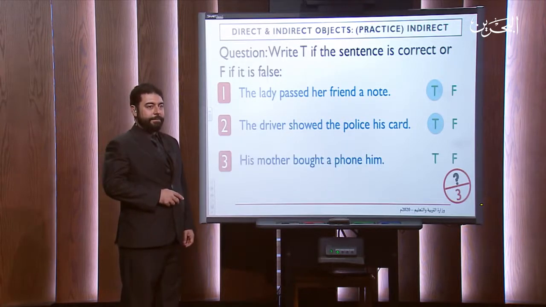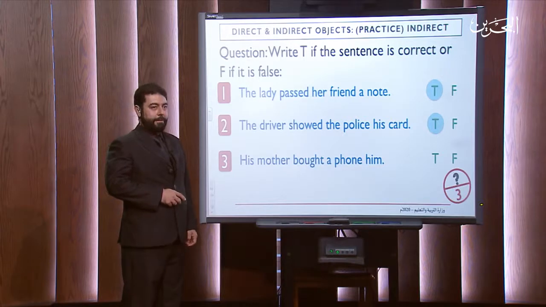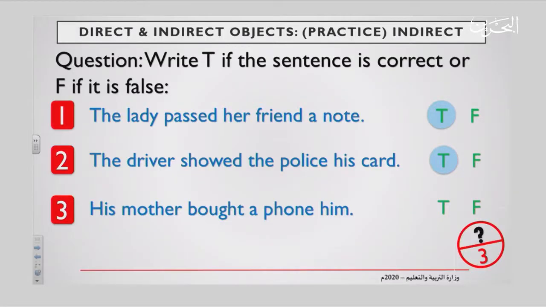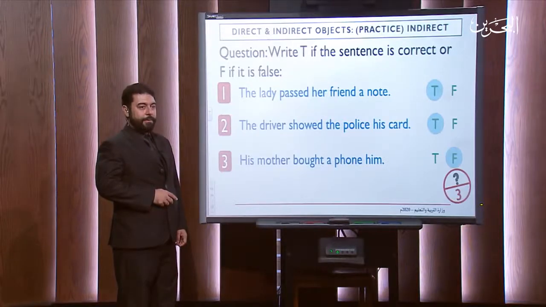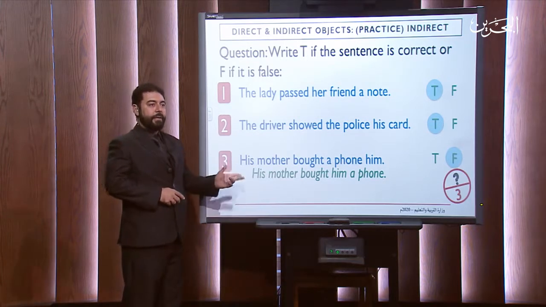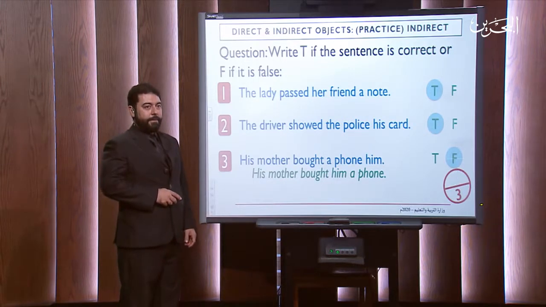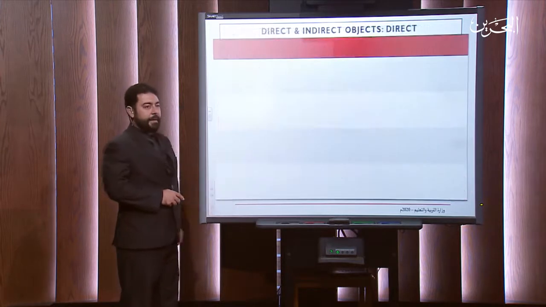Number 3, his mother bought a phone him. If it's true, circle T. If it's false, circle F. 5 seconds. Let's check. It is false. And the right answer should be, his mother bought him a phone. You cannot switch direct and indirect objects like the example. Now, give yourself a mark of 3 and let's carry on.